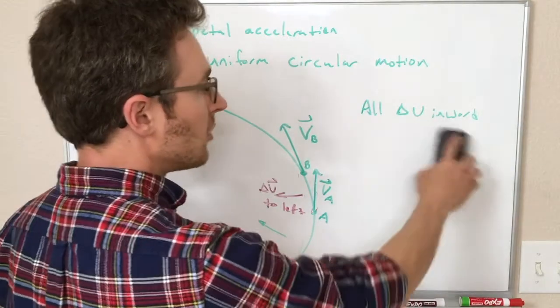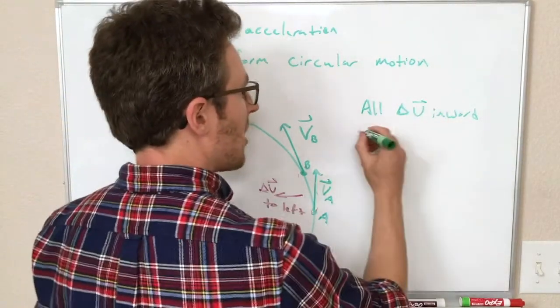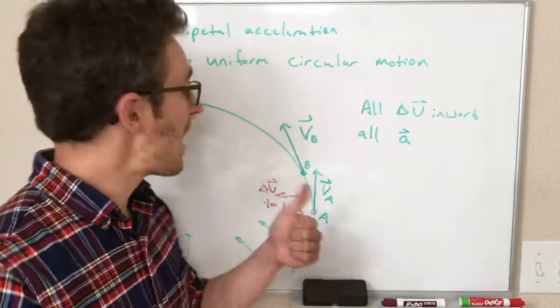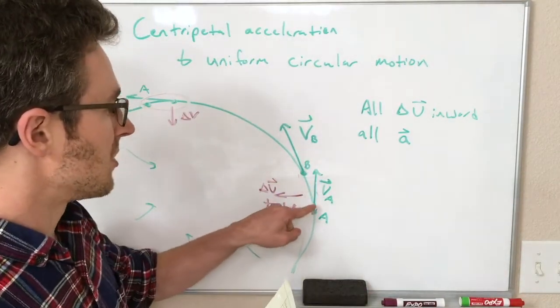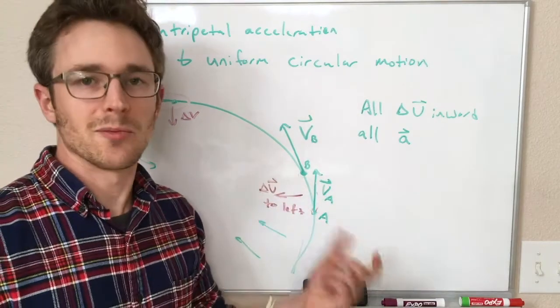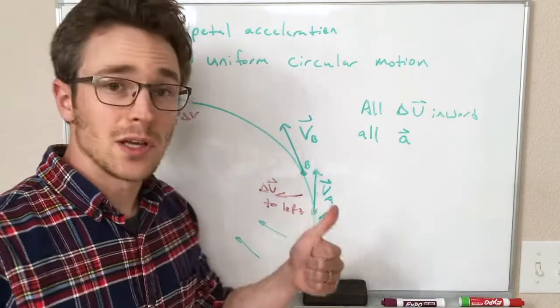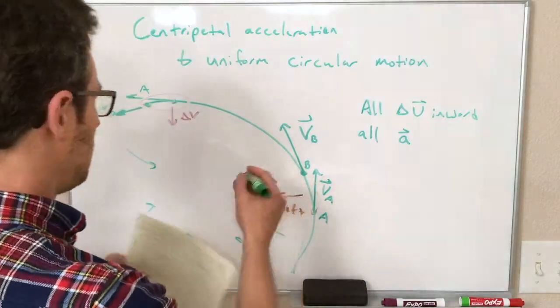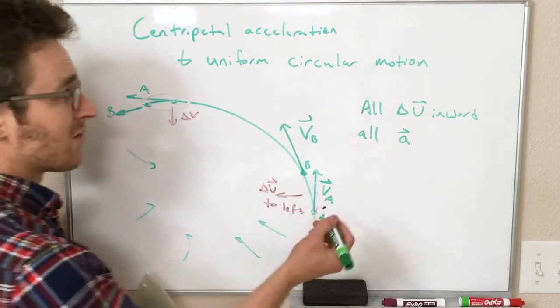So if all of our delta V's are inward, first of all, we have a change in velocity that's happening over some amount of time, right? We're going from this point to this point. It takes some time for that to happen. So a delta V and a time means we are accelerating. I should start by saying that. The existence of these delta V's means we have acceleration.